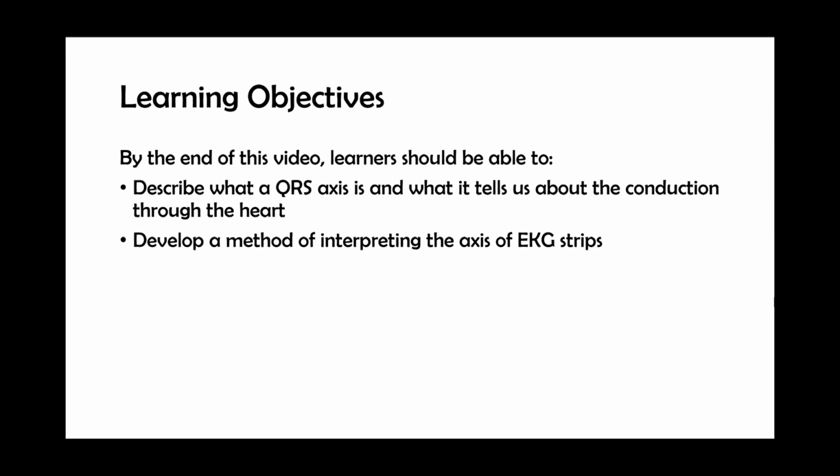Learning objectives for this module: you're going to be able to describe what a QRS axis is and what it tells us about the conduction through the heart. And you're going to be able to develop a method of interpreting the axis as well.